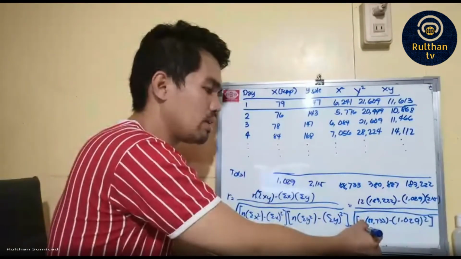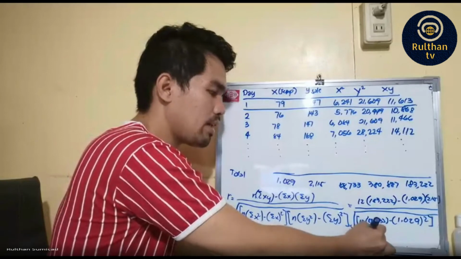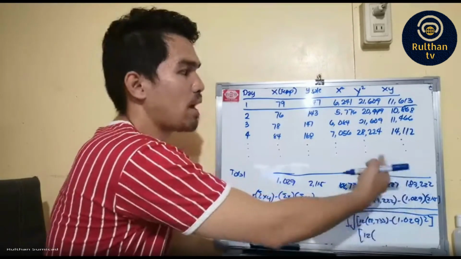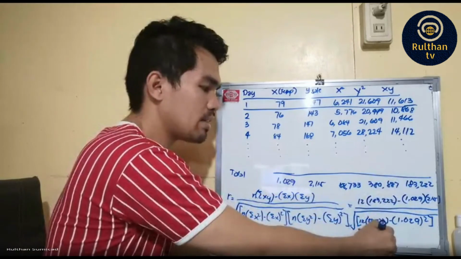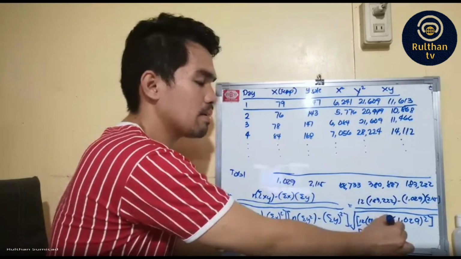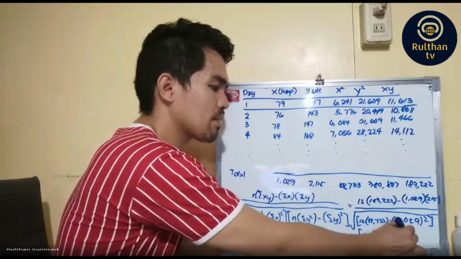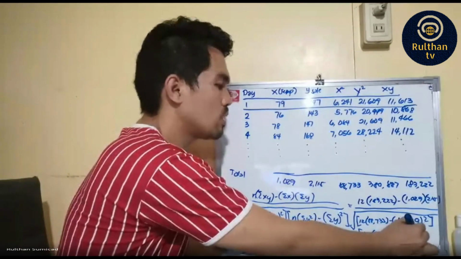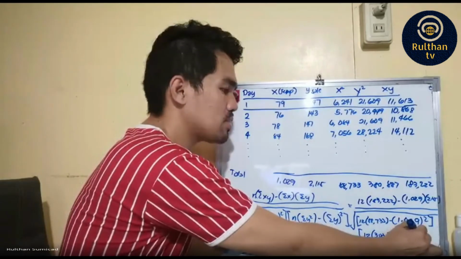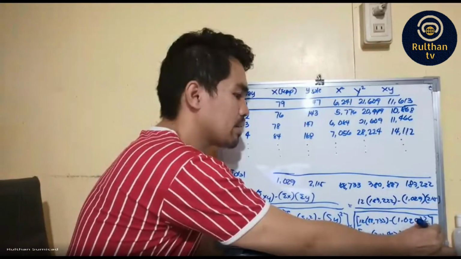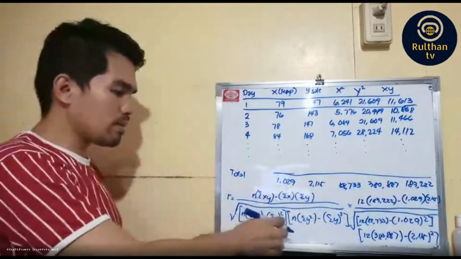And then the other value is n times the summation of y squared, 380,887 minus 2,115 squared. Okay, there you go. Let's now find the value of R.